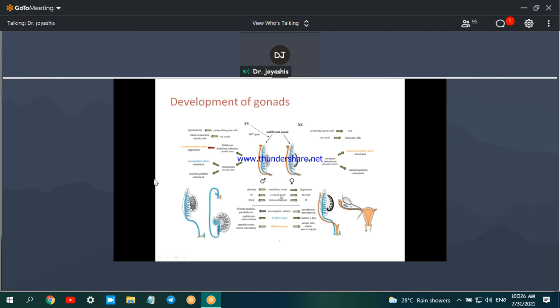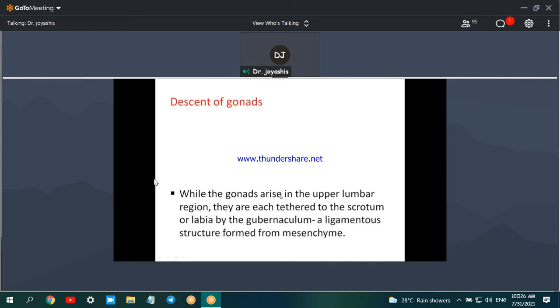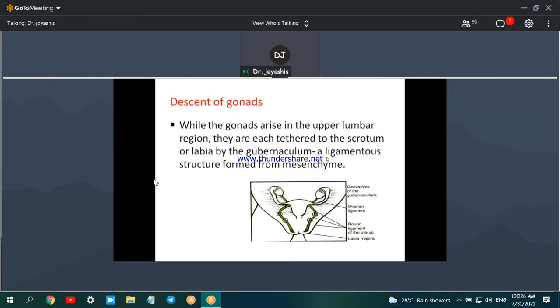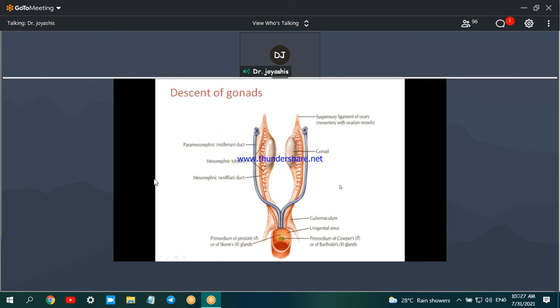It's the same figure as my previous one. So now, descent of gonads. While the gonads arise in the upper lumbar region, they are each tethered to the scrotum or the labia of the female by the gubernaculum, a ligamentous structure formed from mesenchyme. The gubernaculum plays an important role in the descent of testes and ovaries.